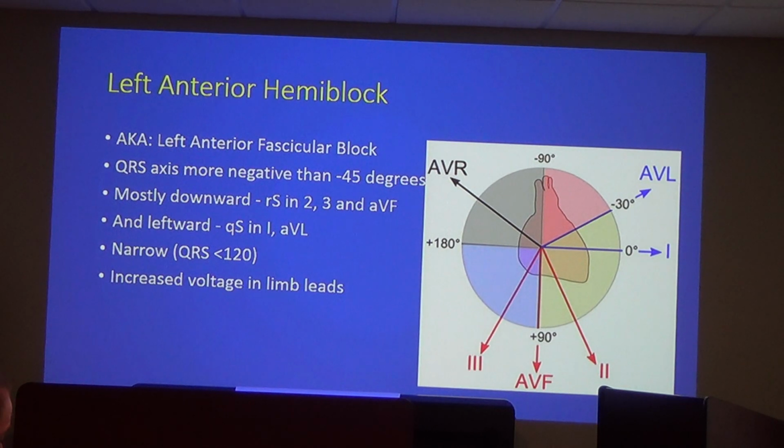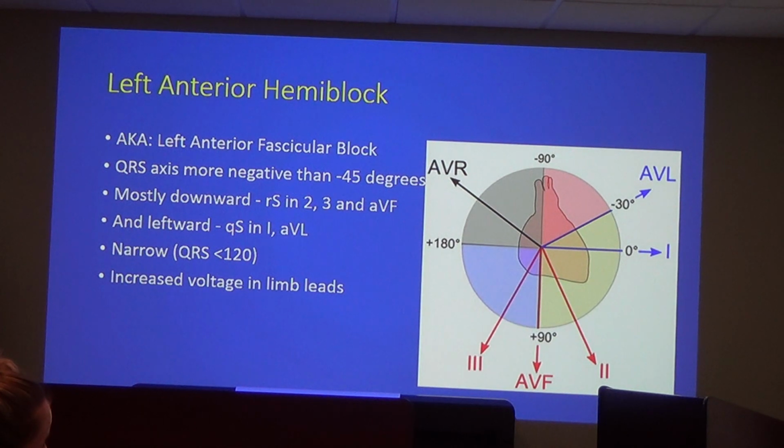With left anterior hemiblock, what you find is that it's really leftward. The left anterior hemiblock is on the top side, and so the electricity comes from the left posterior and then has to come up and really leftward. So the way we describe left anterior hemiblock is a QRS axis that's more negative than negative 45.